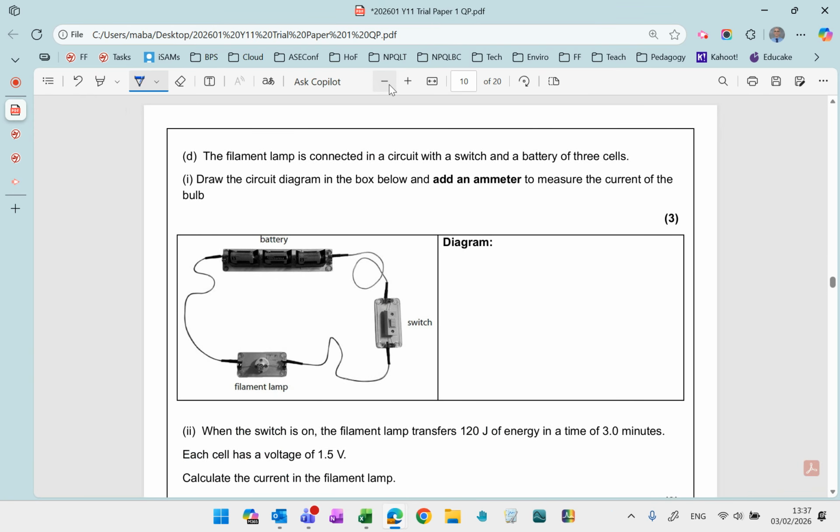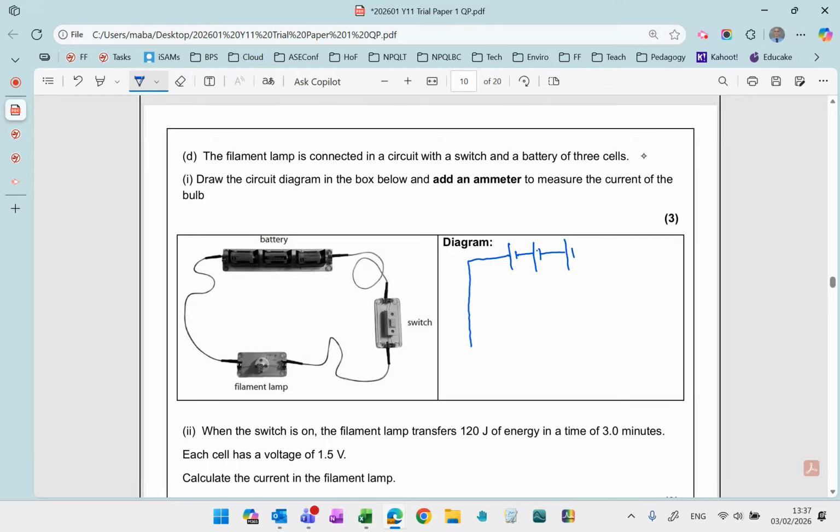Okay, now we've got to draw a circuit diagram. They've kind of given you a photo there. You've got a battery of 3 cells. So that's the first little challenge. If you've got 3 cells, you can either draw 1 cell, 2 cells, 3 cells, like that. And your filament lamp and your light switch.